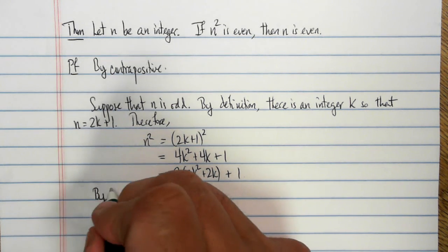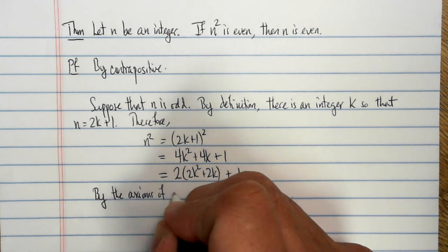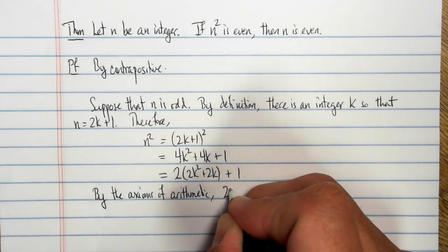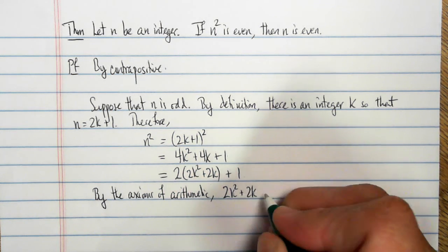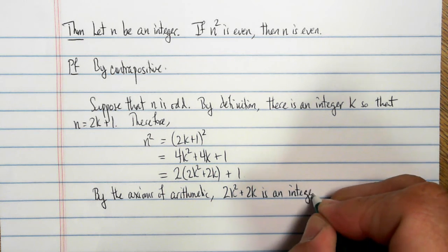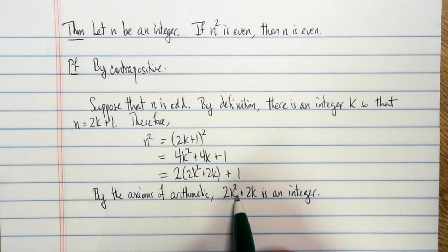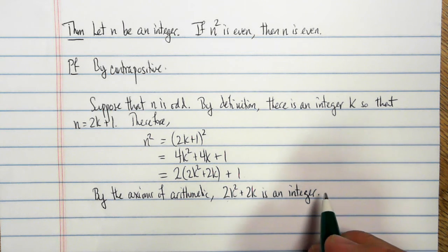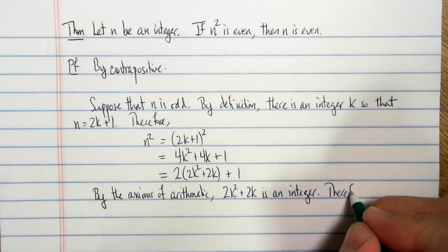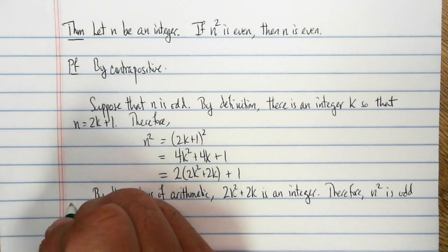By the axioms of arithmetic, 2k squared plus 2k is an integer. 2 is an integer, k is assumed to be an integer, and if I multiply integers and add integers, the result must be an integer. Therefore, n squared is odd by definition.